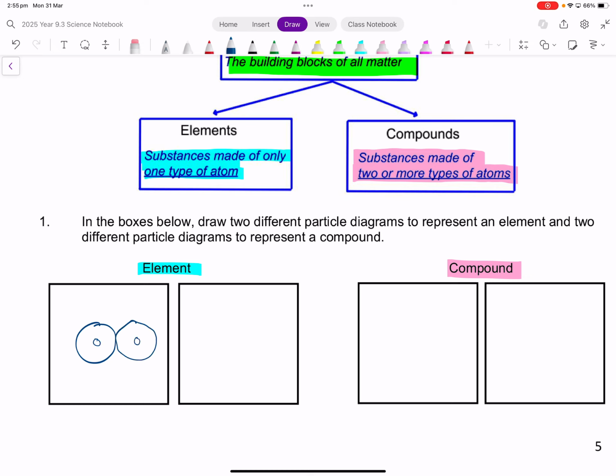And what I like to do is I like to draw the symbol inside. So in this case, the symbol for oxygen is a capital O. Okay? So this is what we would call O2, because I have 2 oxygens stuck together. It kind of looks like 2 donuts, I'll be honest with you.